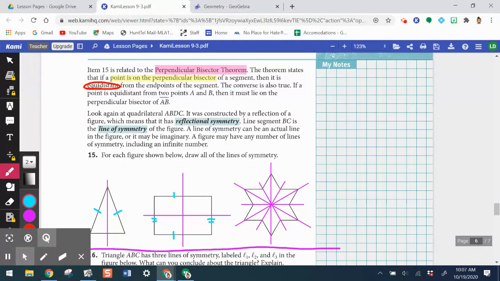So the next thing we're learning about is something called reflectional symmetry. And now we're giving this line that we've been calling the line of reflection a new name called the line of symmetry. And it all depends on whether or not we're talking about within a figure or outside of a figure. But let's talk about the perpendicular bisector theorem. This theorem states that if a point is on the perpendicular bisector of a segment, then it is equidistant from the endpoints of the segment. And the converse is true. The converse for a lot of these theorems are true. If a point is equidistant from 2 points, such like A and B, then it must lie on the perpendicular bisector of line segment AB.